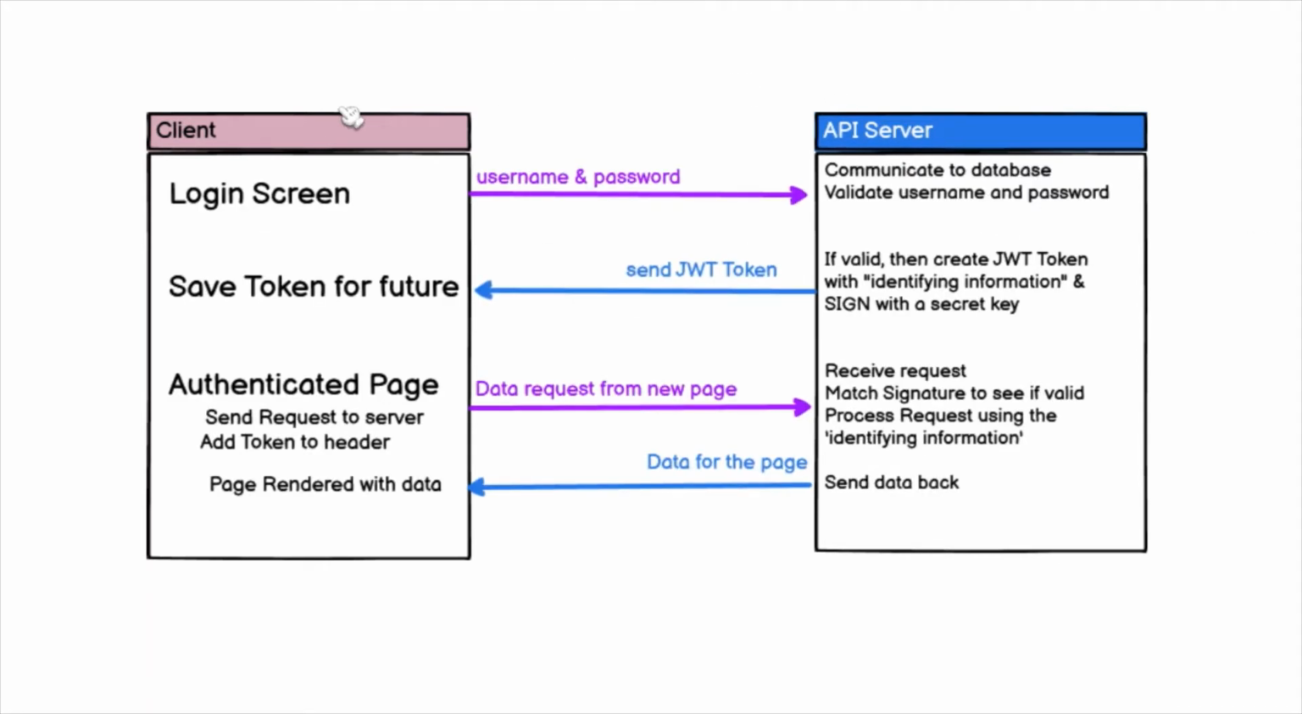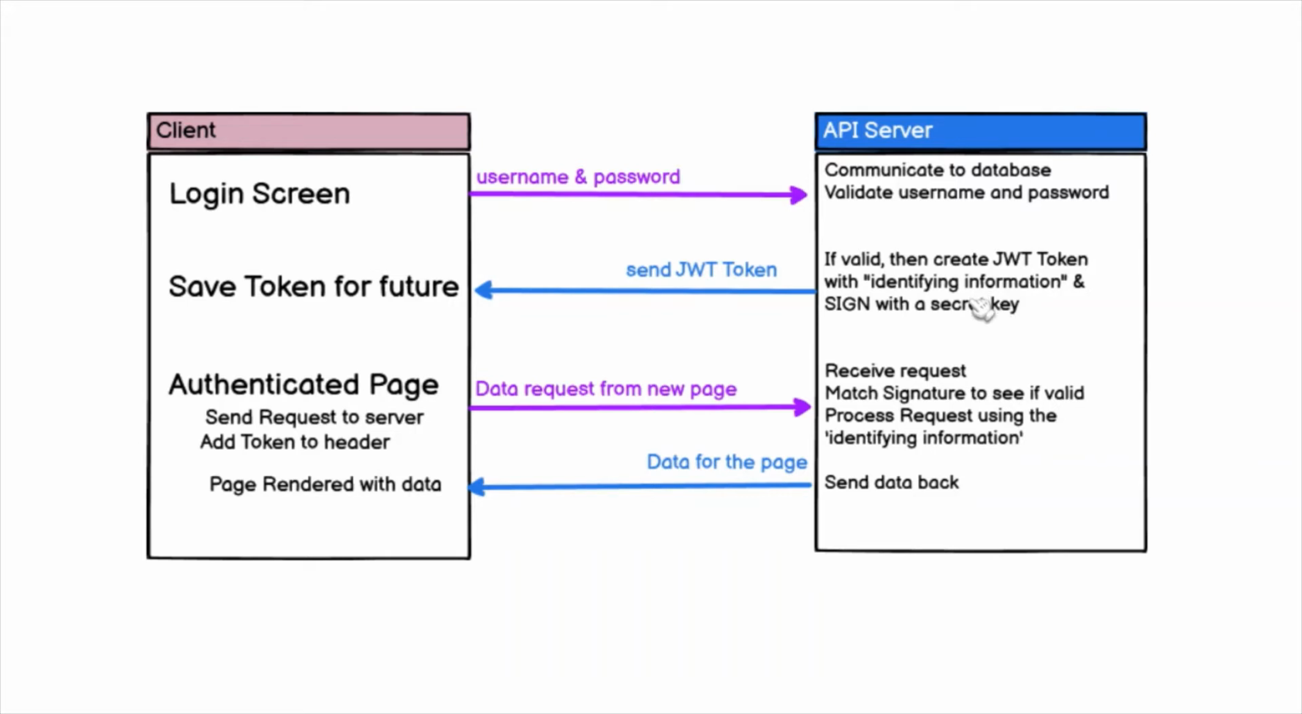So the client will have a login page where it will capture the username and password and send it to the API. The API will communicate with the database and validate the username and password, and if it is valid, it will create the token with identifying information. It may be username, some application name, whatnot, and then it will sign the information with a secret key to create the JWT token.